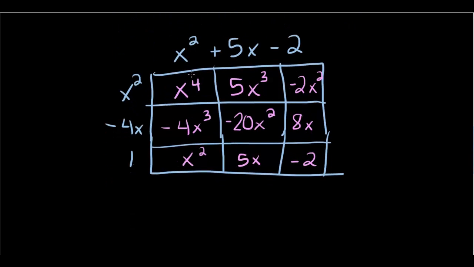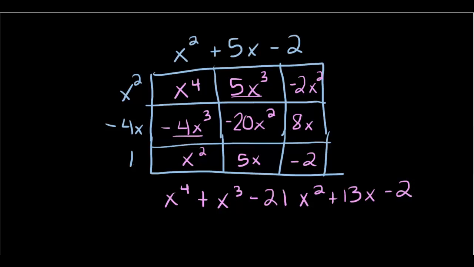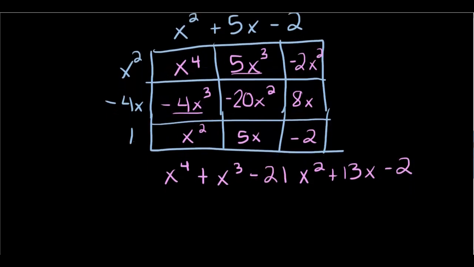Just like on the other one, the like terms are lined up. So the answer is going to be x to the 4th. And then if I combine this with this, 5x cubed minus 4x cubed, that's going to be plus x cubed. Then x squared minus 20x squared, well, 1 minus 20 is negative 19, minus 2, it's going to be negative 21x squared. Then 5x plus 8x is 13x minus 2. And that's the answer.